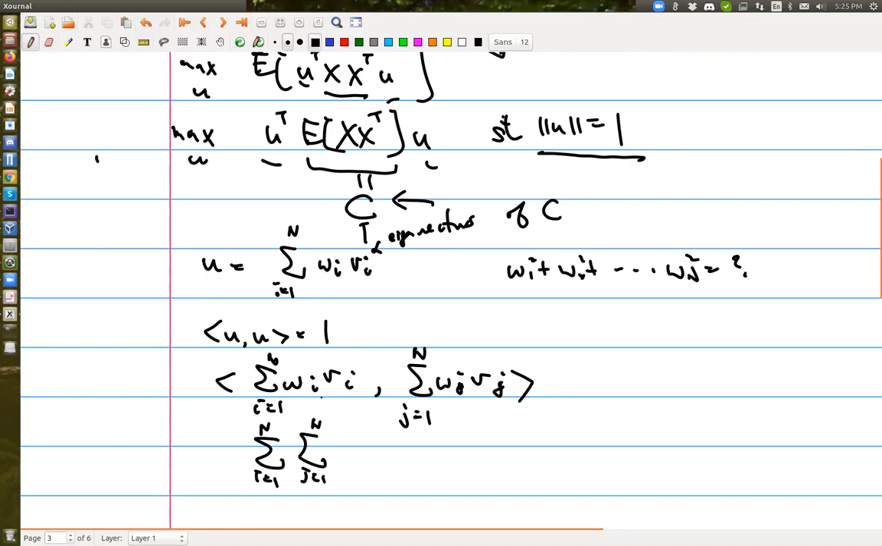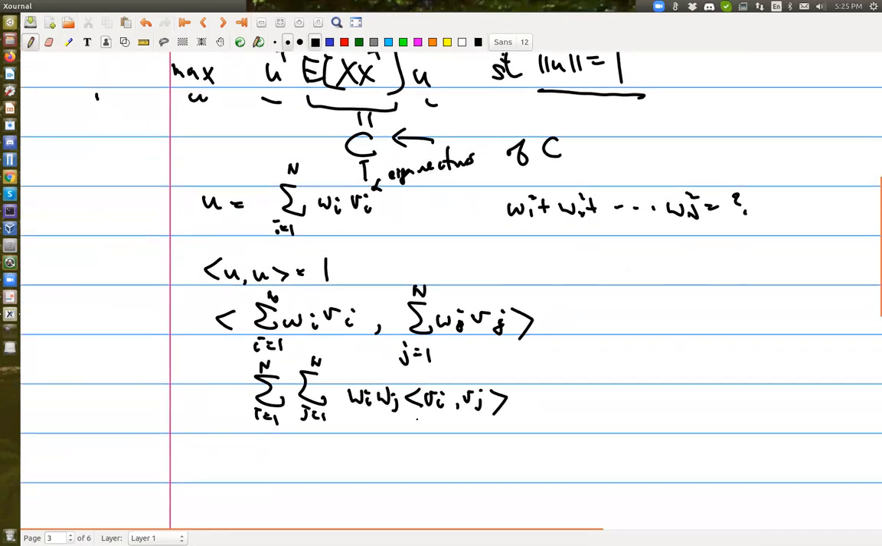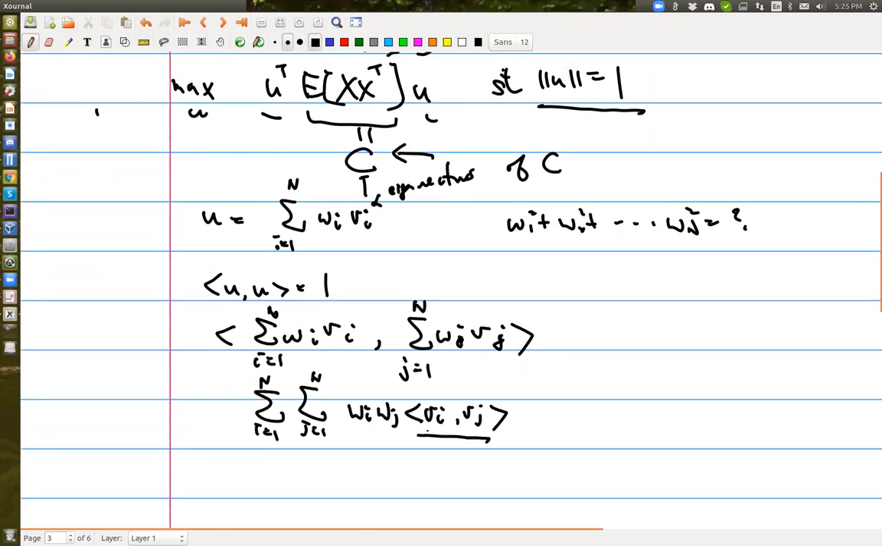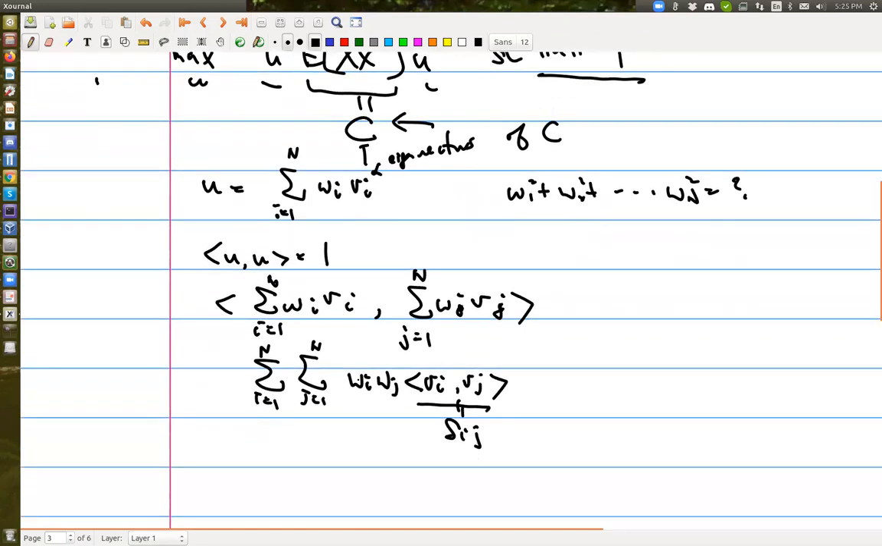Basically, I can use the property that the inner product is linear, so I can get Wi, Wj, and then Vi, Vj, right? And we know that these are orthogonal eigenvectors because C is symmetric. So this will give me just a delta ij function. So therefore this becomes just one sum, sum over i equal to 1 to n of Wi square, and note that this is equal to 1. So therefore the sum of Wi square is just equal to 1.